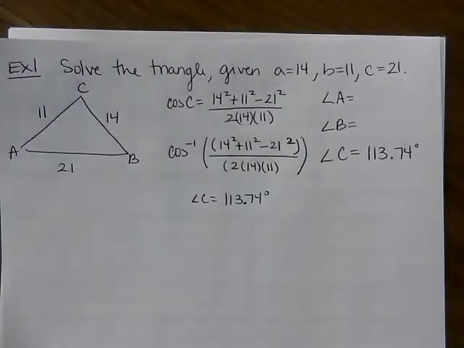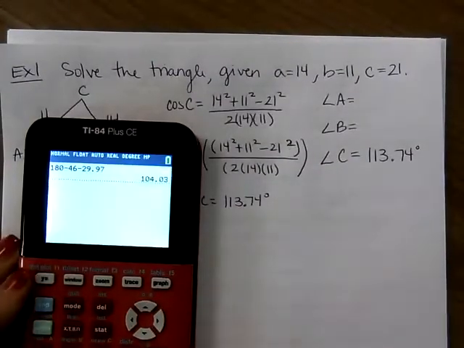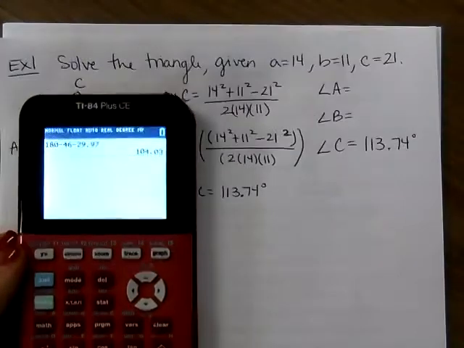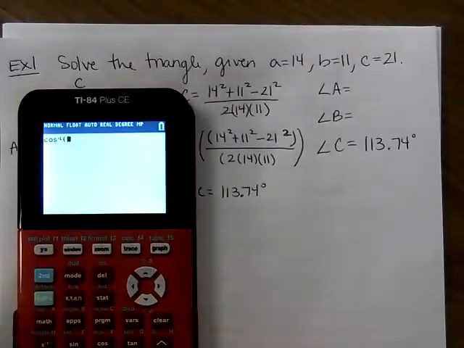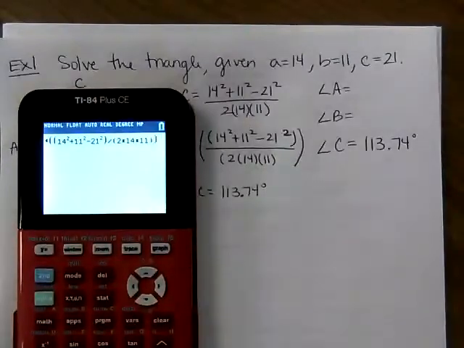Again, you want to make sure you're in degree mode. Then we put in second cosine. There's my big set of parentheses. So now I need another set around the numerator. So I have 14 squared plus 11 squared minus 21 squared. Close that set, divide by 2 times 14 times 11, close that set, and then close the entire set around the cosine.